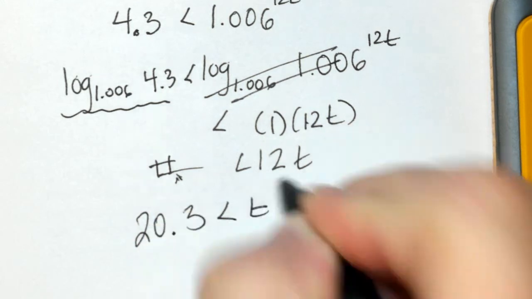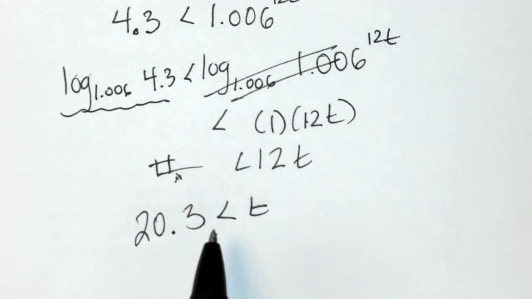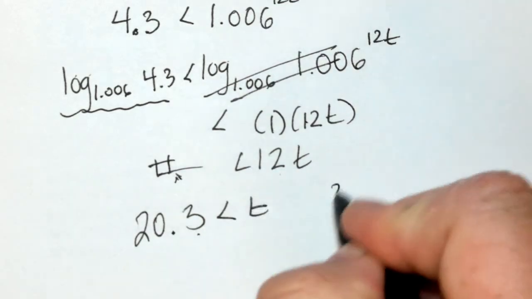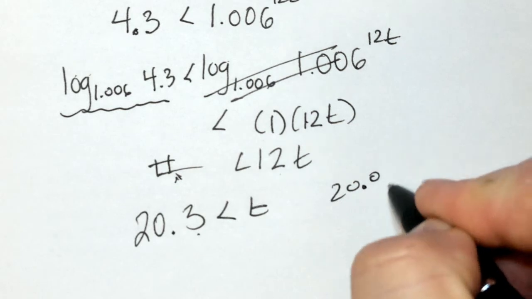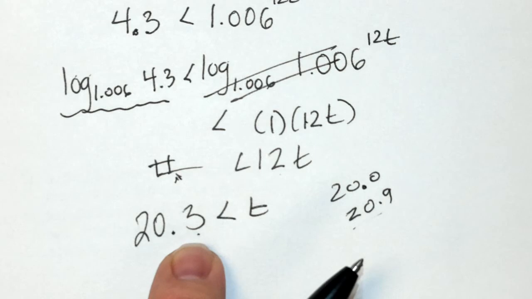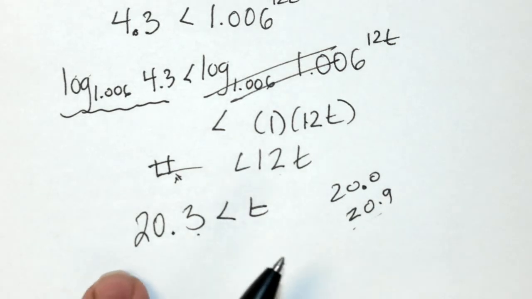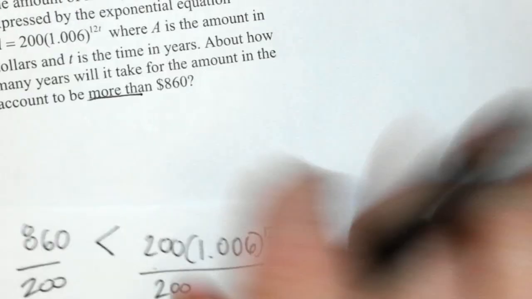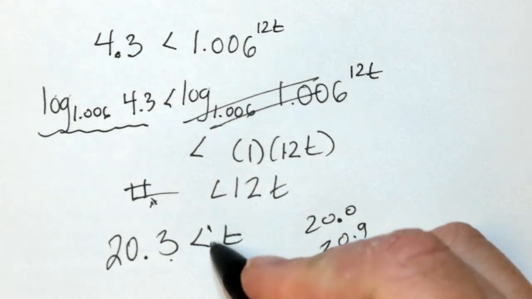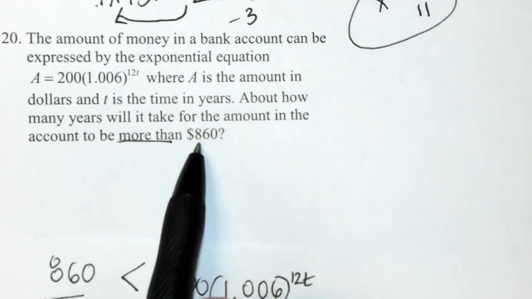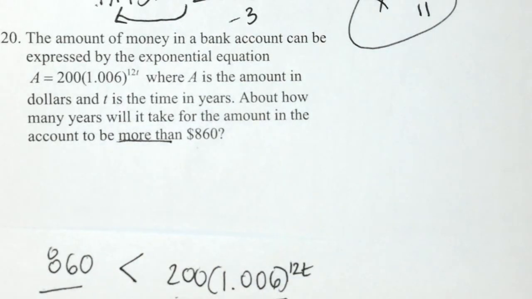Let's talk about what this means. So this is in terms of years. It says that in the word problem. So 20.0 would be exactly 20 years, right? 20.9 would be almost 21 years. So this is just a little bit more than 20 years. So it'll take just a little bit more than 20.3 years before your account will be more than $860.